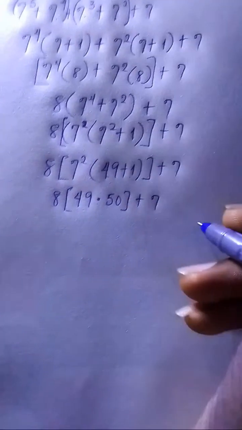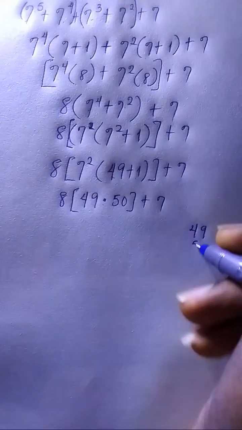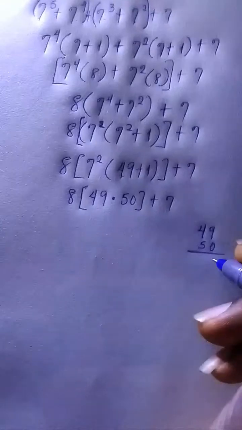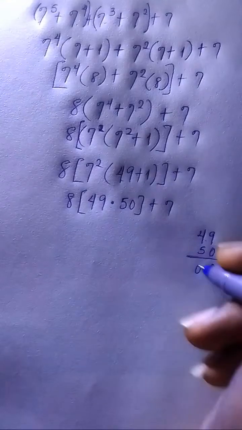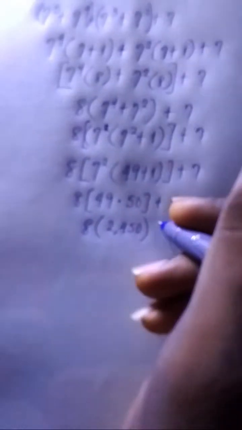So we'll do 49 times 50. 49 times 50 gives us, we have 0, 0 times 4 is 0, 0 times 9, and 5 times 9 is 45, 5 times 4 is 20, 20 plus 4 is 24. So we have 2,450. So we have 8 times 2,450 plus 7. So we'll do the same thing.